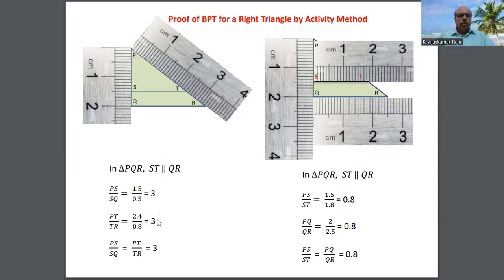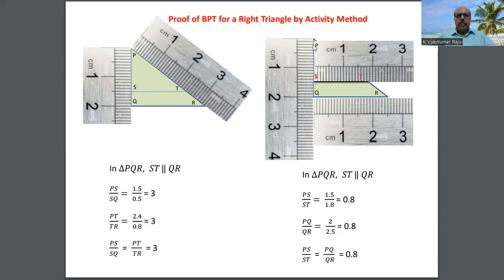So if you see here, in both the cases we are getting 3. That means we can conclude that PS upon SQ is equal to PT upon TR, which is equal to 3. Now, similarly, let's take the parallel lines. When you're taking this triangle, here we need to take the ratio PS upon ST. PS is 1.5 centimeters here, and ST is 1.8 centimeters. So PS upon ST is 1.5 upon 1.8, which is equal to 0.8.